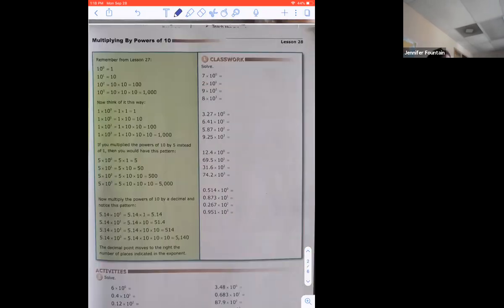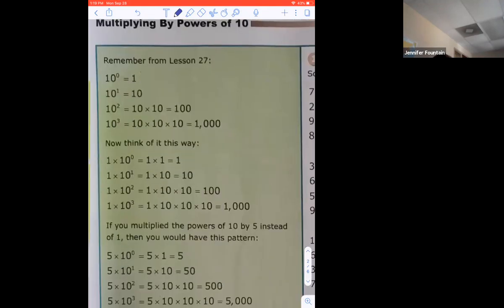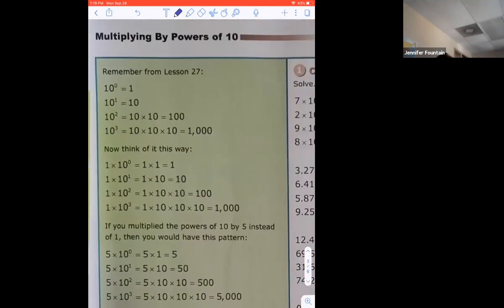Okay, so working with those powers of 10, but now we're going to look at multiplying whole numbers and decimal numbers by those powers of 10 and how it's going to be very similar to what we've been doing when we just put the zeros and then move our decimal, okay? So it says, remember from lesson 27 that 10 to the 0 is 1, 10 to the first is 10, 10 to the second equals 10 times 10, which is equal to 100, and 10 to the third is 10 times 10 times 10, which equals 1,000, okay?